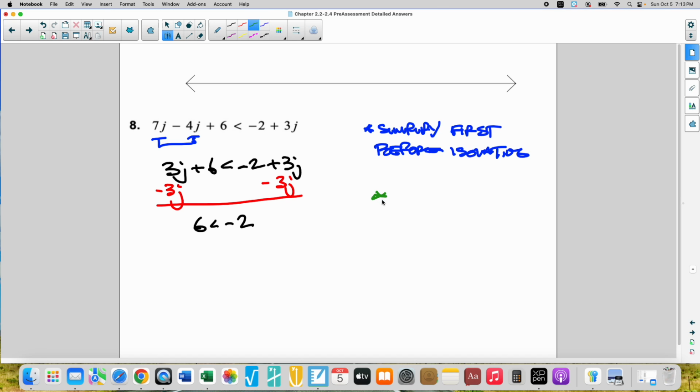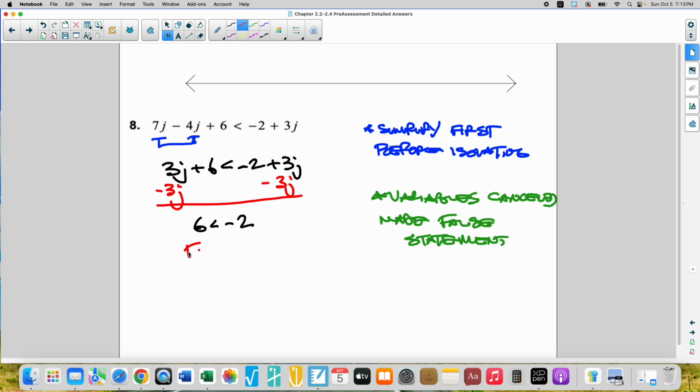So notice, variables cancel. And it made a false statement. Six is not less than negative 2. That is false. So my answer is no solution. And since there is no number that's a solution, we don't graph anything on here. We leave it blank. And so you don't have a solution to graph because there is no number that works.